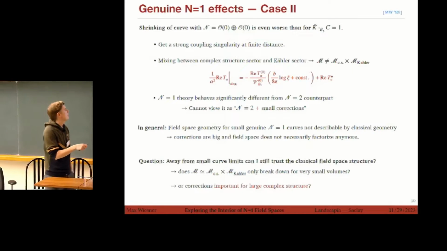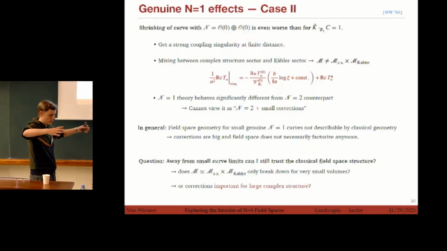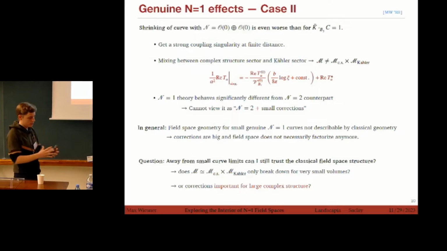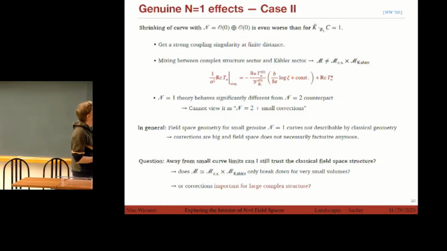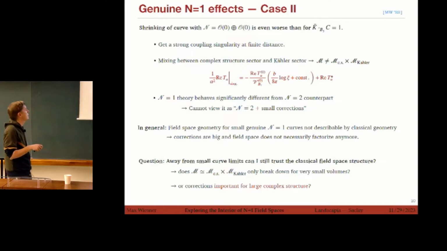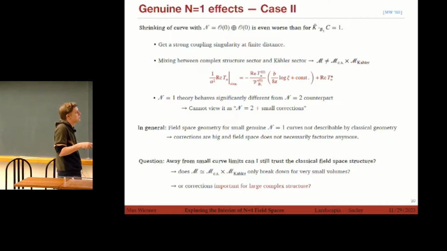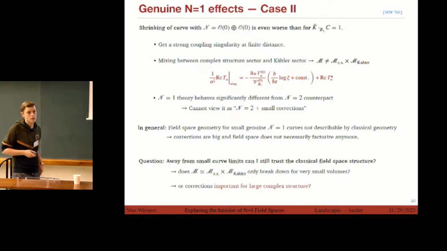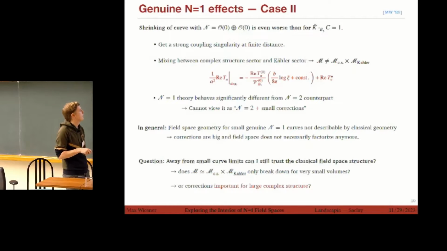So, but let's say we go away from this very small curve limit, where if I make a curve that is intersected by the 7-branes very small, then I would also expect the N=1 effects to blow up. Can I still trust the classical field space structure? Can I still think about this as some factorized structure, just because somehow there's still some protection from supersymmetry? Or does this really just break down for very small volumes?